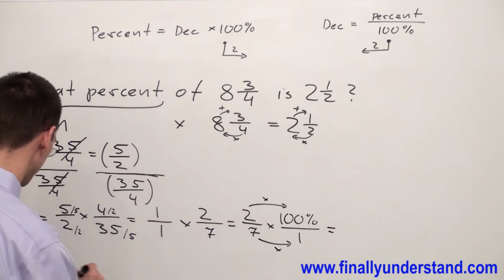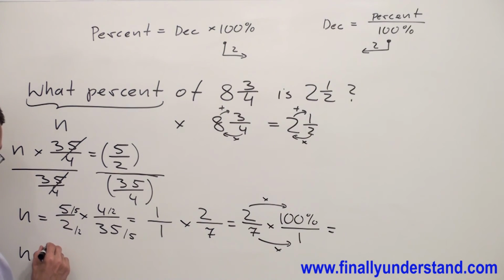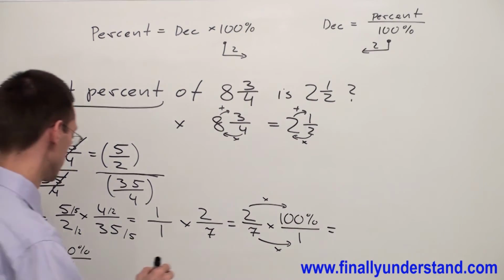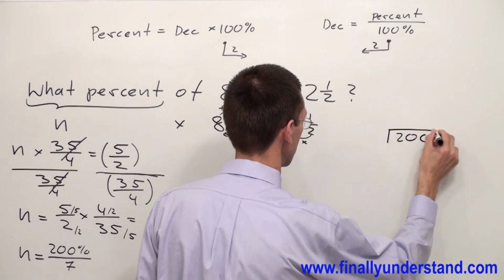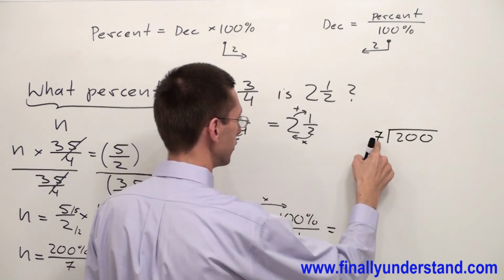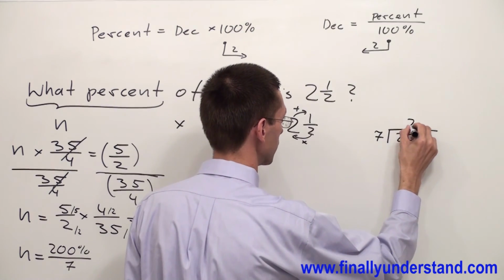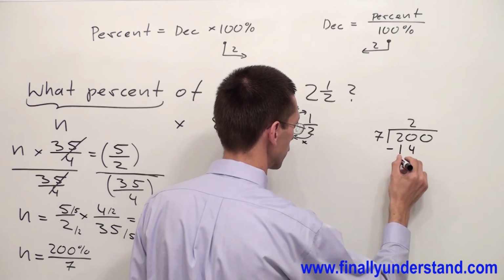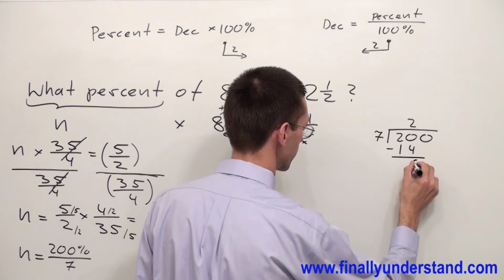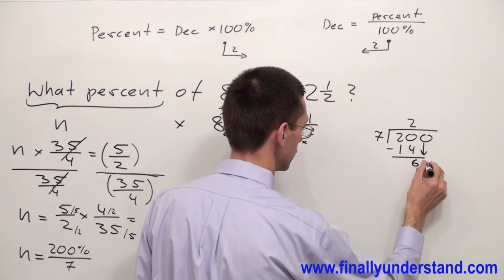So I'm going to have n equals 200% over 7. This is an improper fraction. Most of the time we have to convert an improper fraction to a mixed number. That's why I'm going to divide 200 by 7. 7 goes into 20 2 times. 2 times 7 is 14. Subtract, it is 6. Bring down 0.